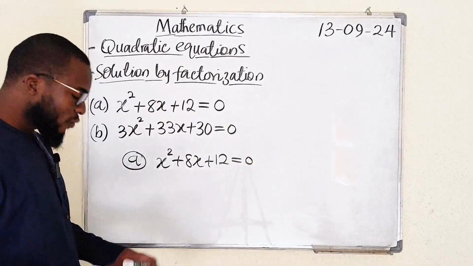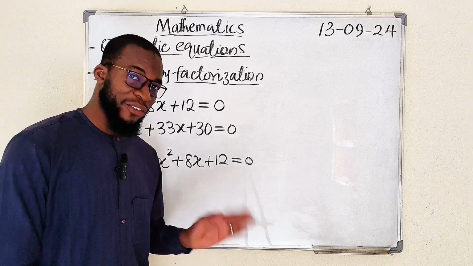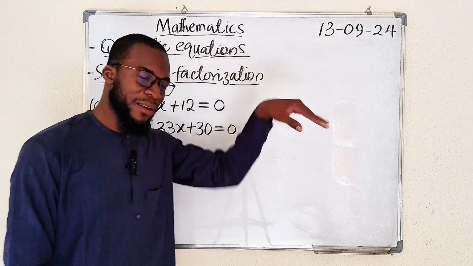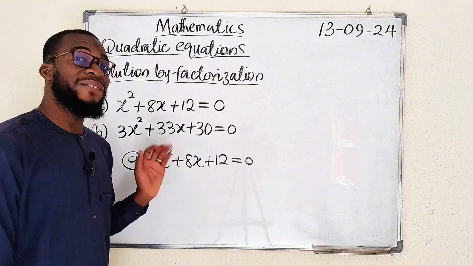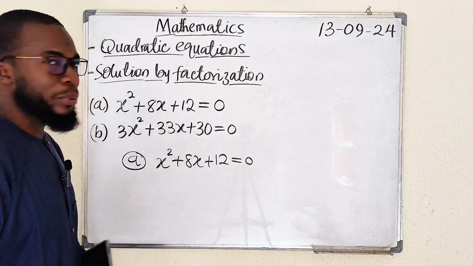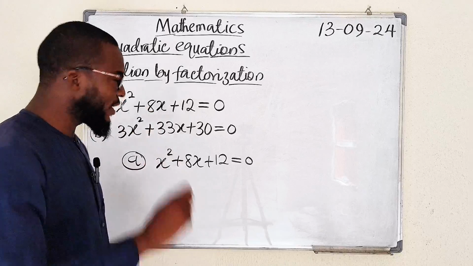To factorize this quadratic equation, remember not all forms of quadratic equations are factorable. This is why we are going to other methods. So if we assume that this quadratic equation is factorable, the first step, I'm not going to write all the steps for you, but as I mentioned, you take note.